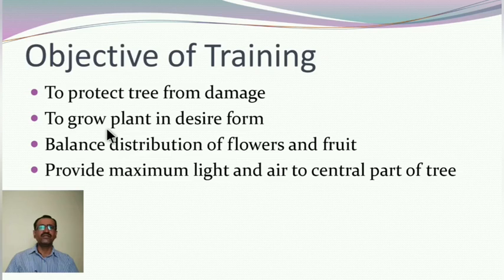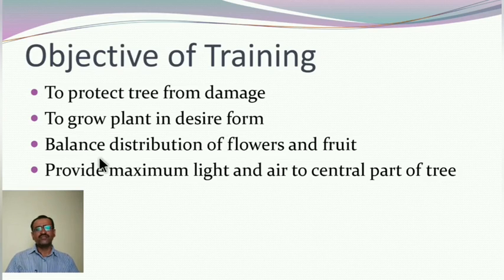For that purpose, training is important, or the main objective of training is to protect the tree from various damages. The second one is to grow the plant in the desired form, so that various cultural operations like spraying, dusting, harvesting can be done easily at low cost by using minimum labor. That is another objective.